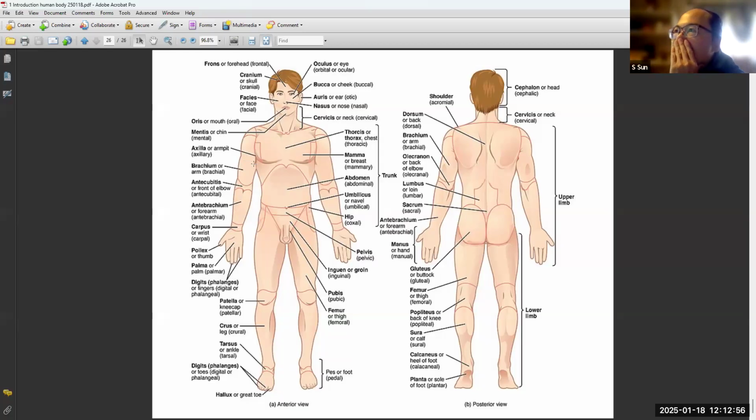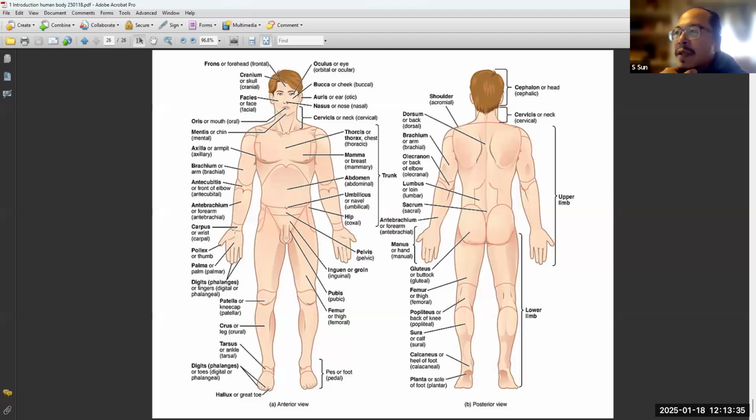Axilla, okay, armpit, basically. Brachial, like branch. It's coming from the branch, brachial. Cubis, so this is where you do the blood pressure measurement. Yes, blood pressure measurement. You put the earpiece at the antecubitus. Antebrachium, another branch, right? The forearm.